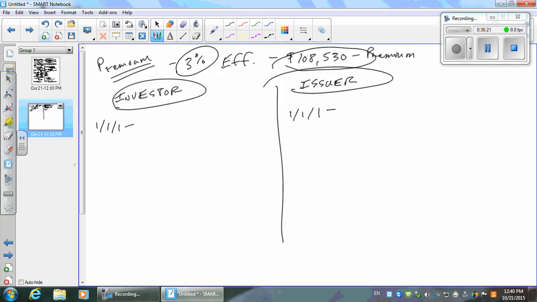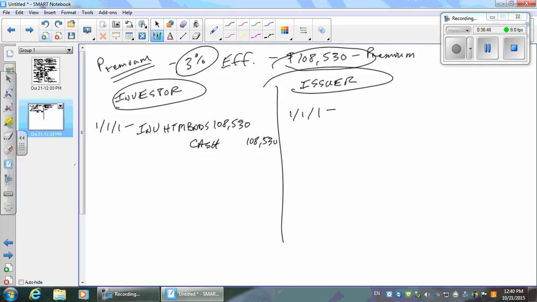Okay, so what do you want to do on the investment side? Debit what? Investment in what? Held-to-maturity bonds, right? Good. How much? Yeah, it's 108,530, of course. What did they give for it? They had to give cash to get the investment, right? Credit cash, guys. I heard somebody say it out there. You have that on your paper already?